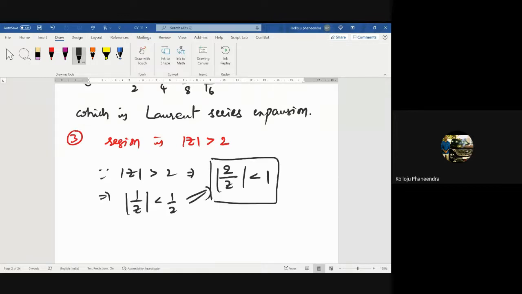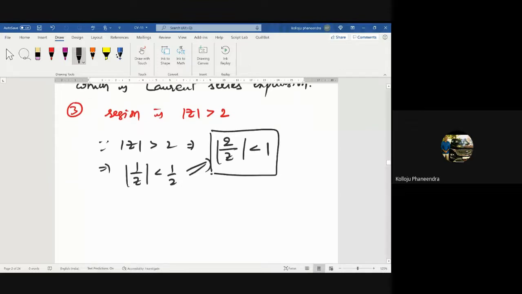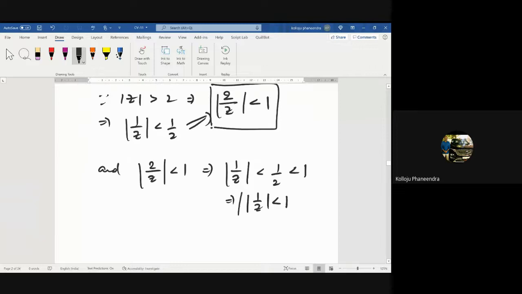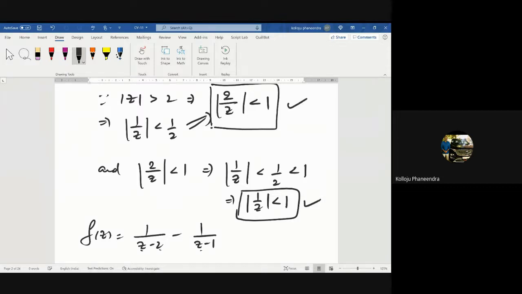Now this is my relation. I have to get 2 by z terms and one more. And 2 by z less than 1 implies, what is 1 by z? Dividing by 2 on both sides, 1 by z is less than 1 by 2, that is less than 1. That means 1 by z less than 1. This is another relation. Because in f of z, I have two terms. One is z minus 2, another one is z minus 1. I have to get the relation between z and 2 and z and 1. So one is 2 by z, another one is 1 by z.